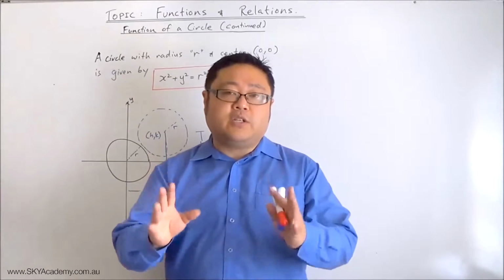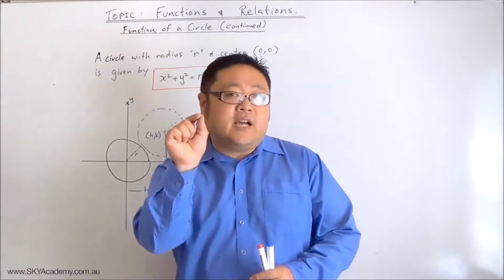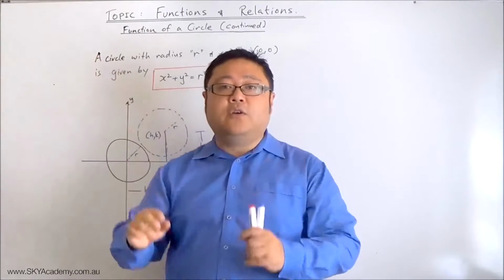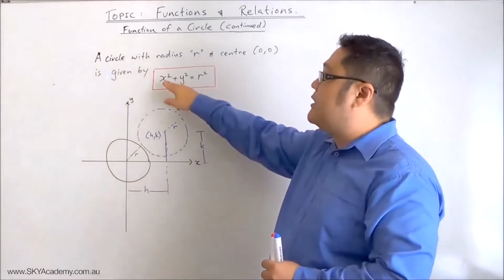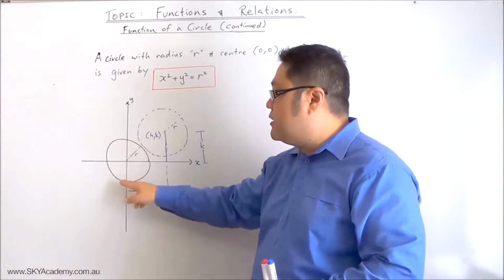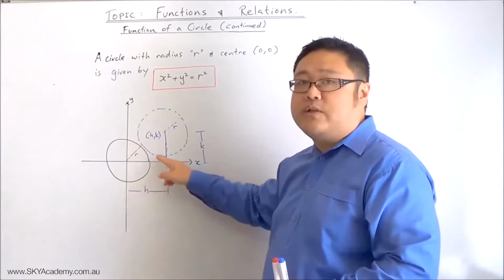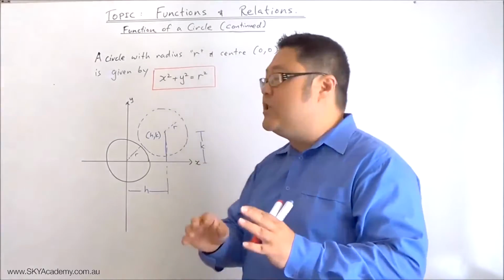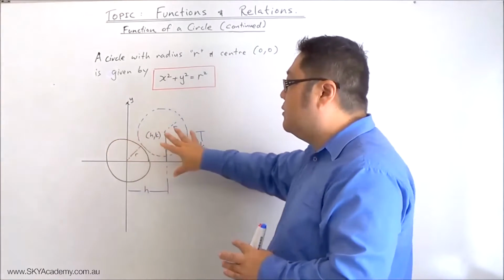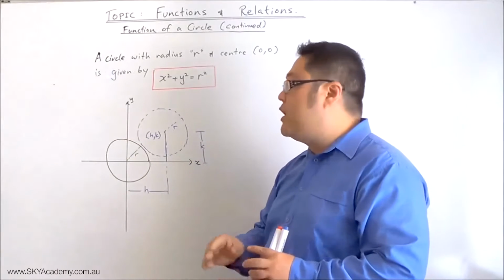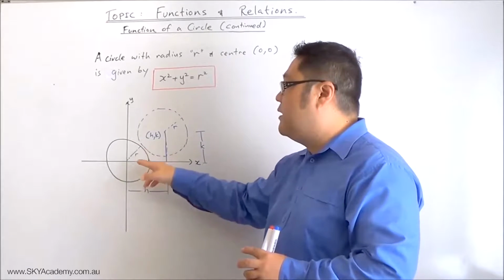In the first episode we started off with the basic form of a circle, the equation of a circle where the center was at the origin and the radius was r units, and we said that it looked like this: x squared plus y squared equals r squared. So you've got the basic circle over here, and what we're going to do now is shift the circle left, right, up and down.